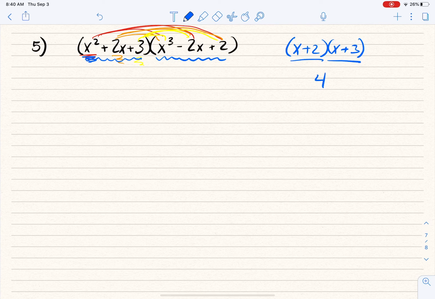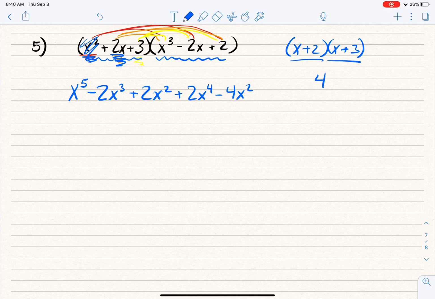We'll start with this x squared. X squared times x to the third is x to the fifth. X squared times negative 2x is negative 2x to the third. And x squared times 2 is plus 2x squared. So we've taken care of that guy. Then we move on to 2x. So we say 2x times x to the third is going to be 2x to the fourth. 2x times negative 2x is going to be negative 4x squared. And 2x times 2 is plus 4x. All right, so now we've taken care of this guy.